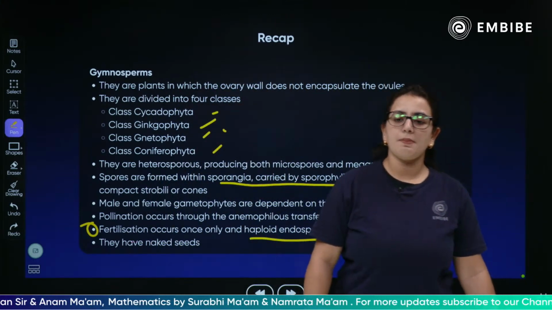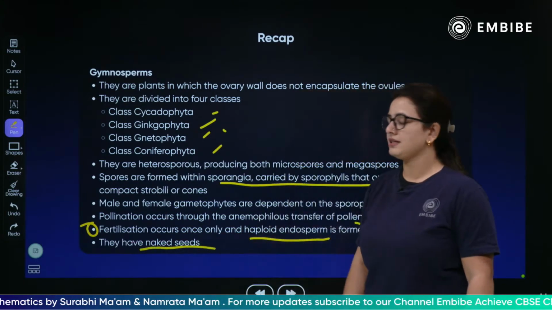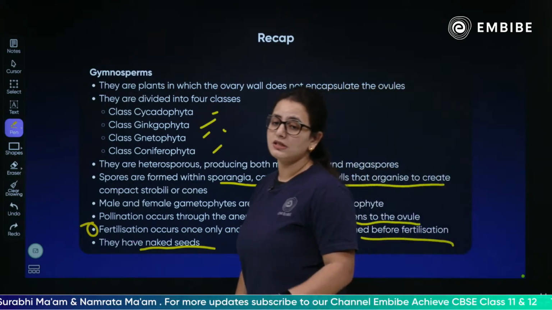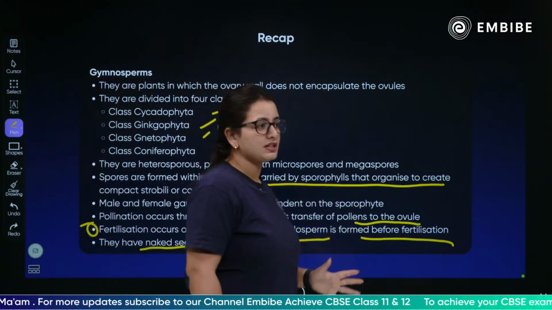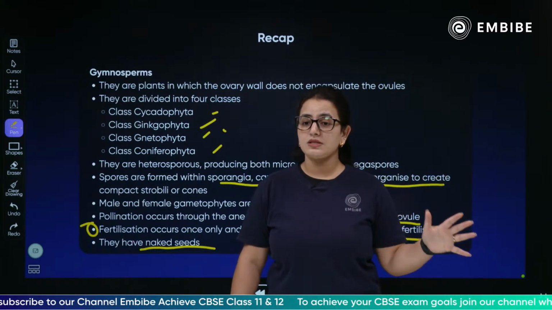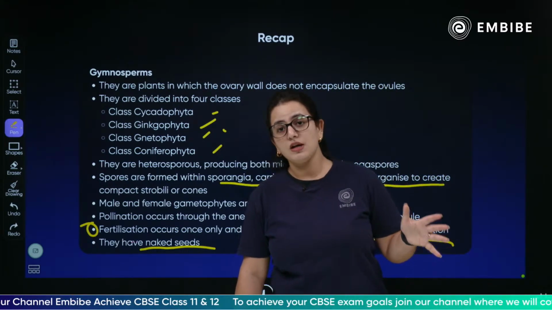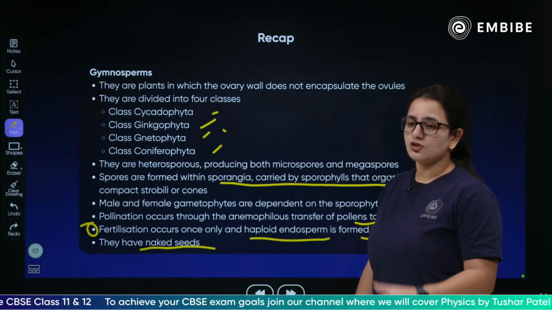So this is about the gymnosperms, and they have naked seeds. We have discussed them in detail. They are the first seeded plants having naked seeds, typically heterosporous, having microspores and megaspores, and the cones are known as the male strobilus and the female strobilus.